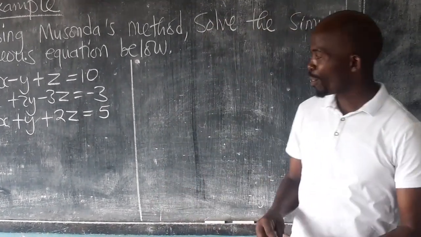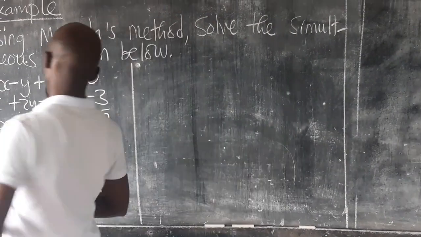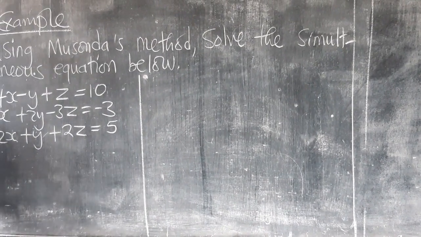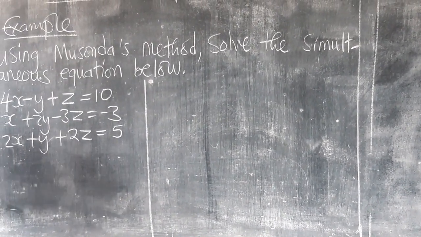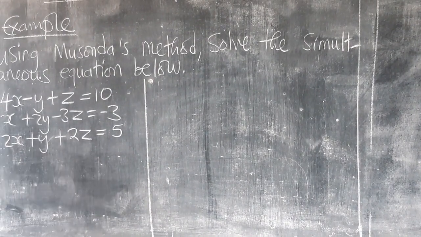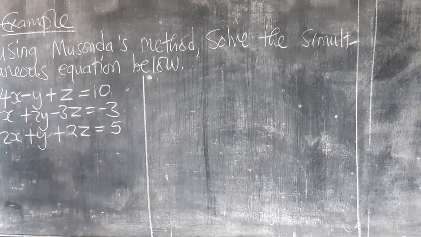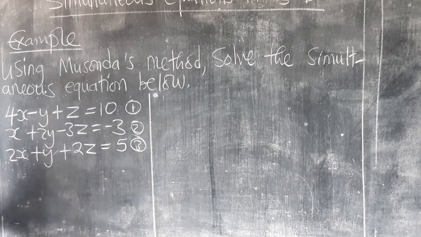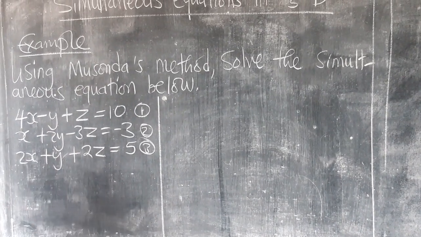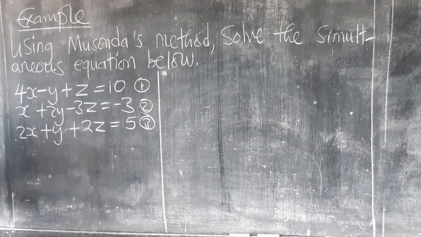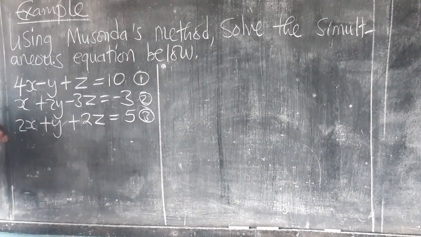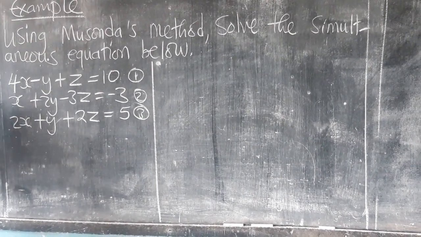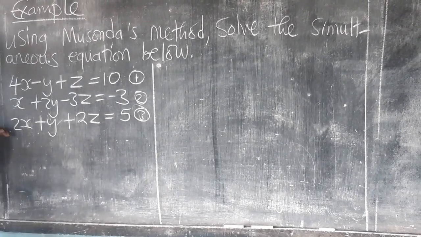Let us look at how Musonda's method can be used to solve simultaneous equations in 3 variables. The first thing we are going to do is create two new equations, to be the 4th equation and the 5th equation. We have the first, second, and 3rd equations. We use these to create the 4th and 5th equations. The first two I will use to create the 4th one. Next I will use the second and the 3rd equation to create the 5th. If I want, I can even use the 1st and the 3rd to create the 5th equation.